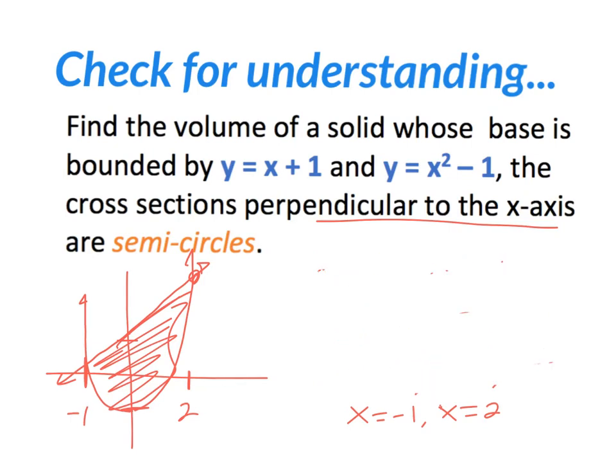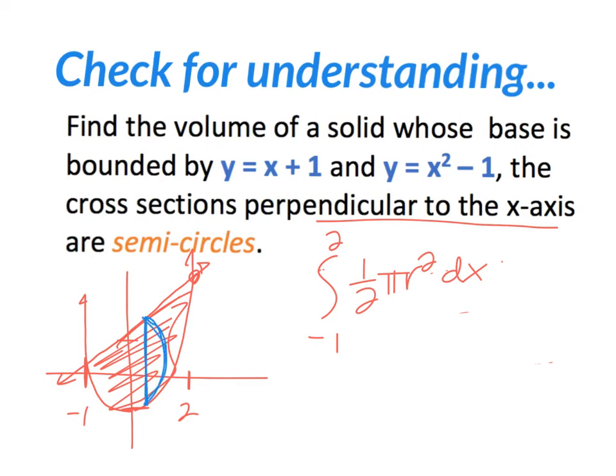And so the setup here, since we're dealing with semicircles, it's going to be -1 to 2 of the area of a semicircle, so 1/2 pi r squared, and it's dx. And so remember, when they're semicircles, the diameter is what's lying on that region, so they're little semicircles kind of sticking out at you there. And so the radius then would be that the diameter would be the distance top minus bottom here. So diameter ends up being, looks like, the x plus 1 function minus the x squared minus 1 function. And so the radius is going to be half of that.